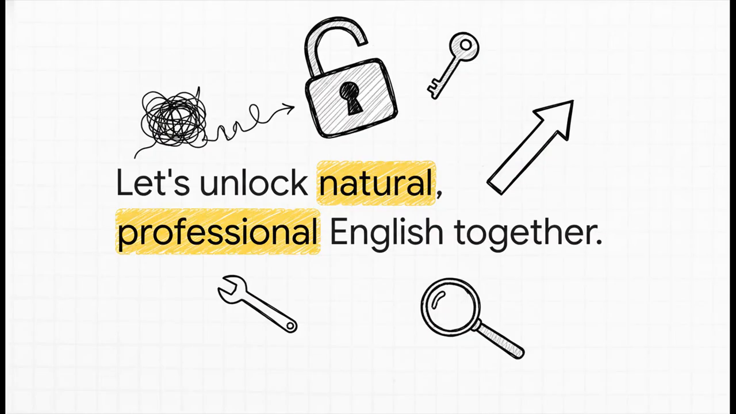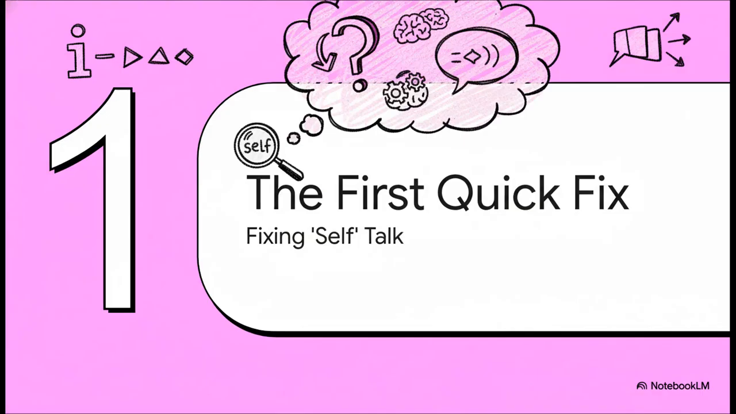So our goal for this explainer is really simple. I want to give you a few powerful, easy-to-use tools to fix some of the most common mistakes. We're going to work on shifting your writing from being just understandable to being really clear, confident, and professional. Okay, let's get started with our first quick fix.